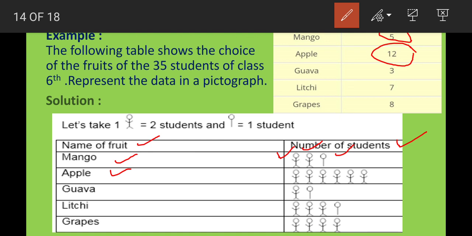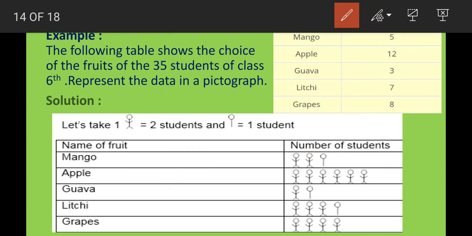Come to apple. It is preferred by 12 students. For that we have to divide 12 by 2, as you know we have taken that 2 students are represented by one picture. So we divide 12 by 2 to get the number of pictures. 12 divided by 2 is 6. So we have to draw 6 complete pictures. Here are the 6 complete pictures of symbols.